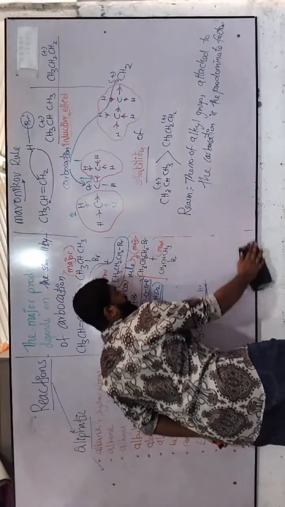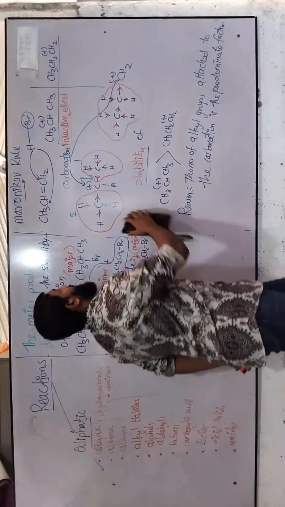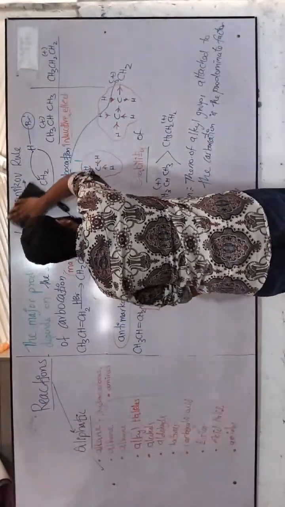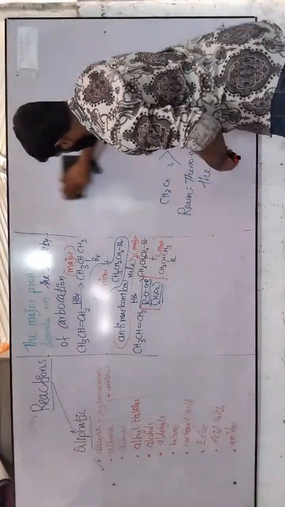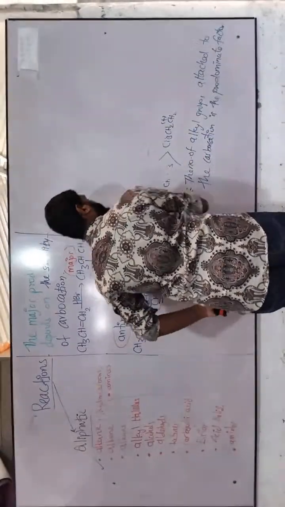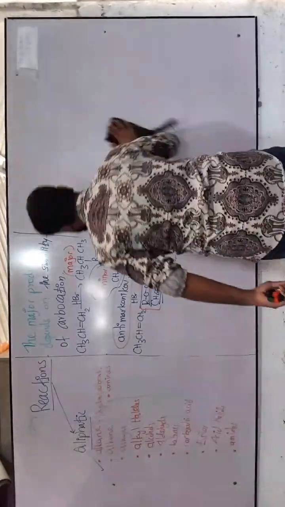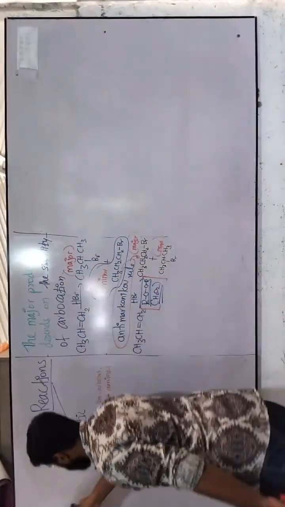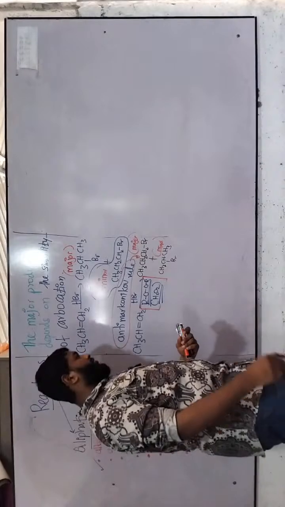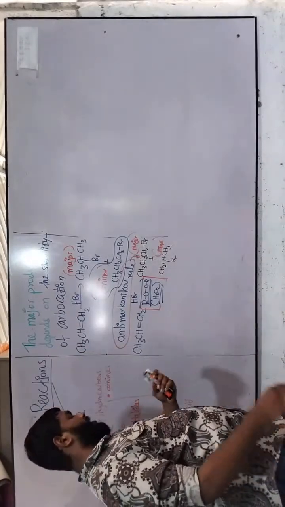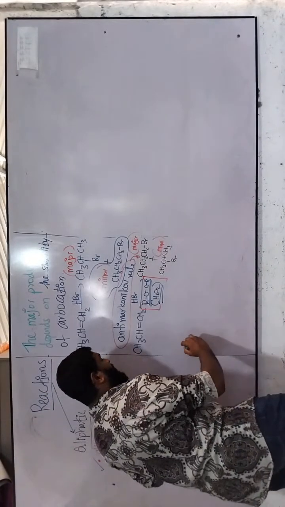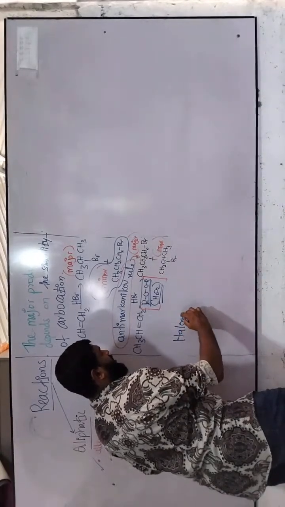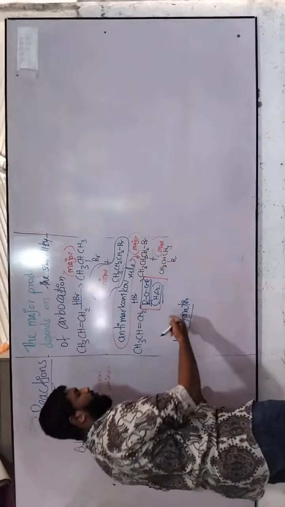Let's go to the next reaction of alkenes. Now that hydrohalogenation is finished, let's do halogenation. Hydrogen and halogen we did last time.